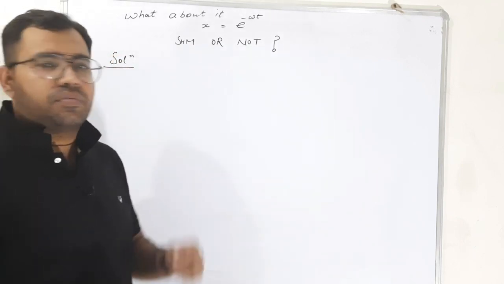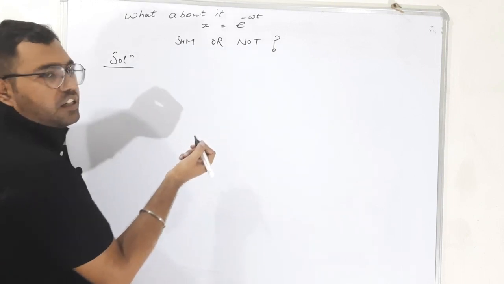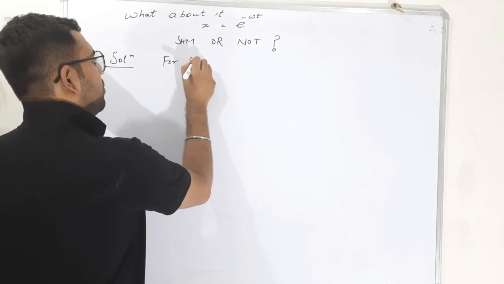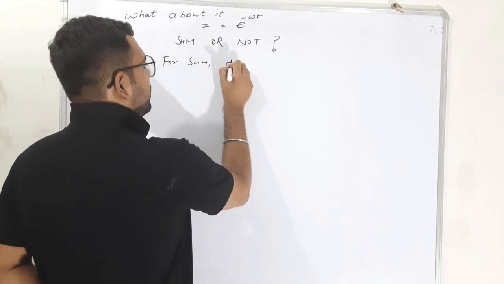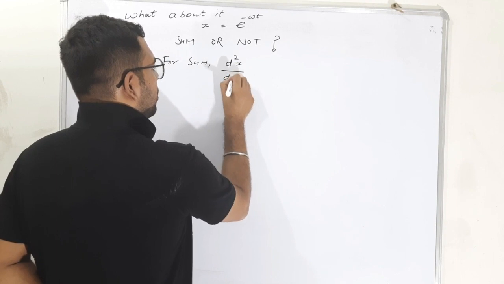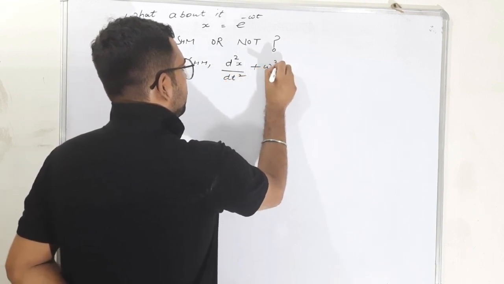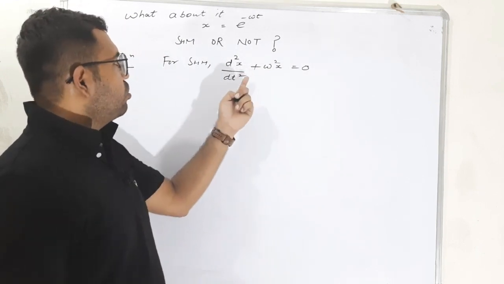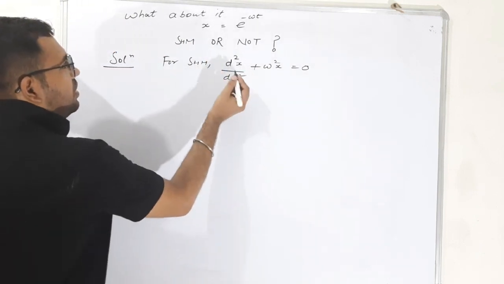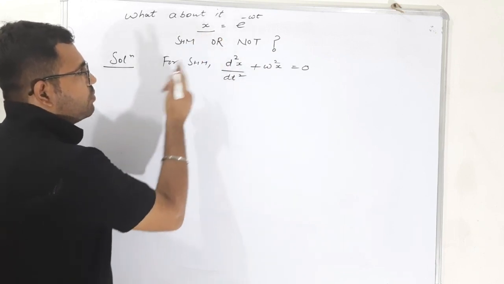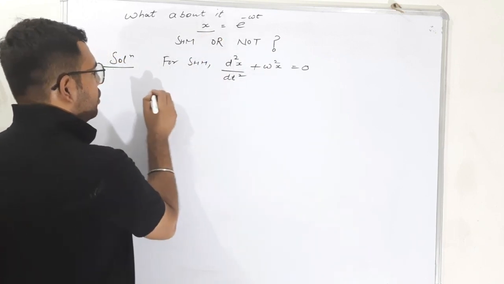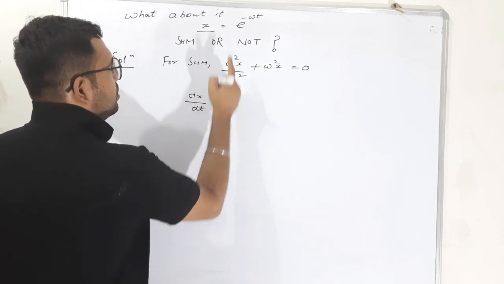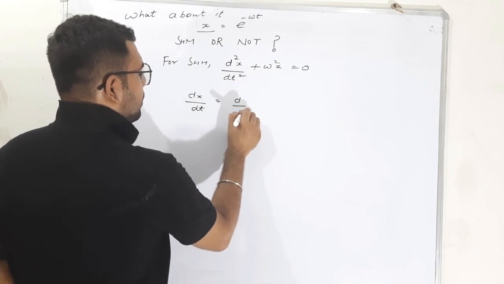In the previous concept, I have told you the differential condition of SHM. So for SHM, this condition must be satisfied: d square x by dt square plus omega square x must be equal to 0, and the sign should be positive, right? So to check it, let's do the differentiation of x with respect to time, and you have to do two times differentiation. So dx by dt becomes d by dt of e to the power minus omega t.